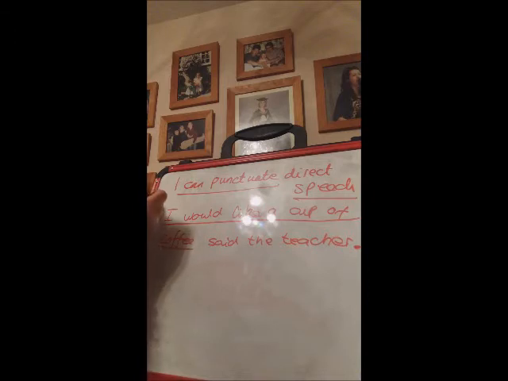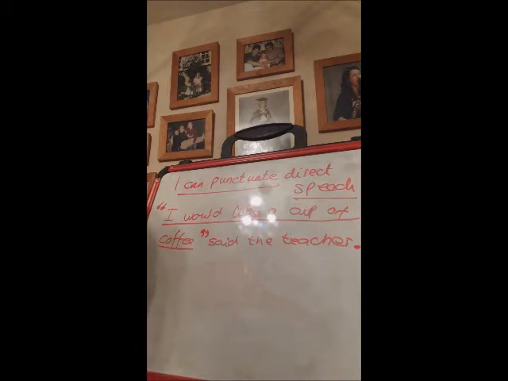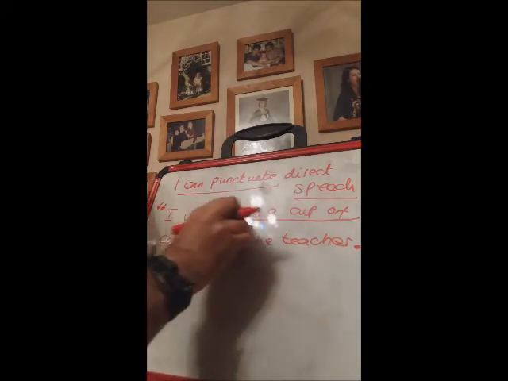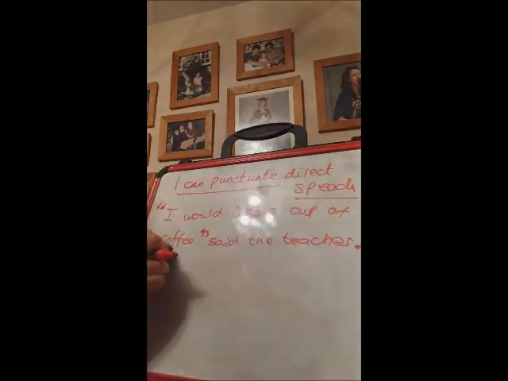So when we use speech marks, all we do is put open speech marks at the beginning of the underlined bit, and closed speech marks at the end of the underlined bit. Now at this point we can get rid of the underline. So now we've got, "I would like a cup of coffee," said the teacher.